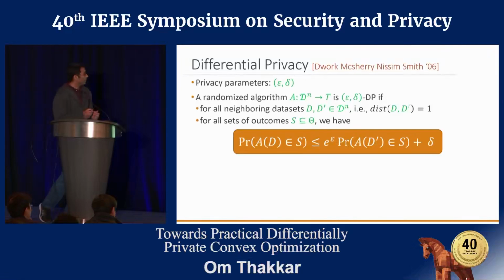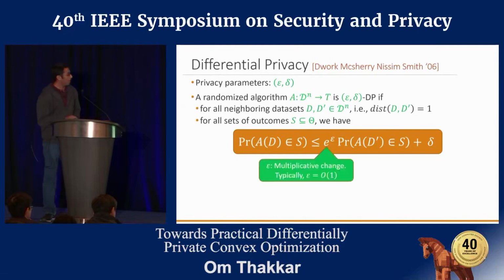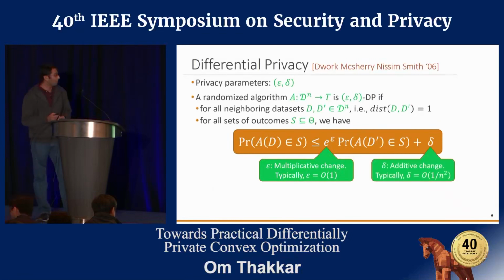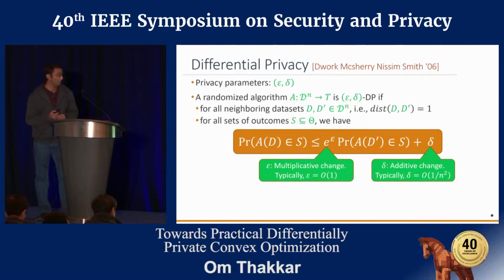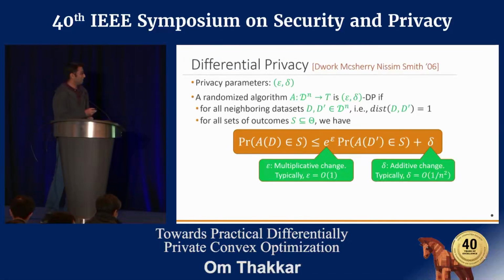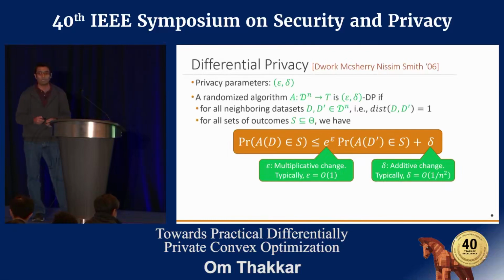The definition is characterized by 2 parameters, epsilon and delta. It has a mathematically precise formula, but in the interest of time, I'll just say that epsilon bounds the multiplicative change in the probabilities, and it is standard to consider epsilon as a small constant, whereas delta bounds the additive change, and typically it vanishes with the data size n. It's standard to consider delta as 1 over n squared. The important thing is as these parameters go down, the level of privacy goes up.